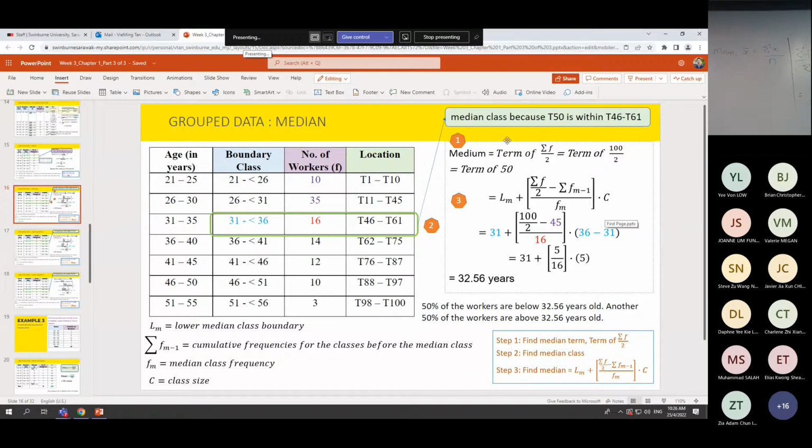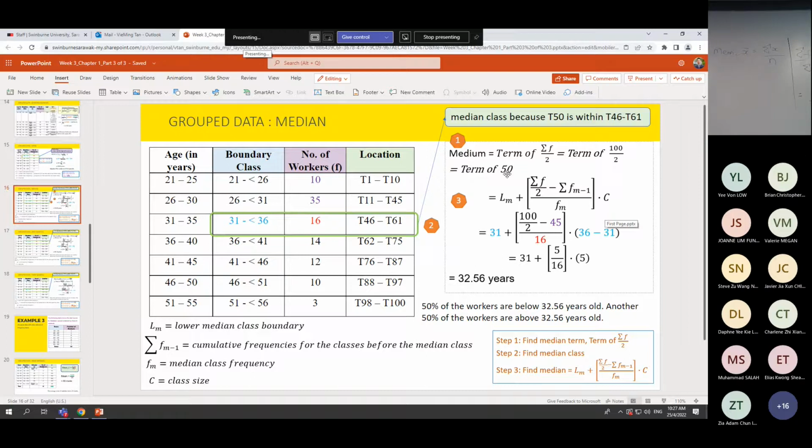Okay, so we use this formula now, because the data are now in grouped data form. So we have to use this formula to identify the location. Total F for this question, what is the total F value? For this question, the total F is equal to 100 exactly. If you total up 10, 35, 16 until 3, the total F value is equal to 100 exactly, right? If you total up the F column, it is equal to 100. So substitute 100 here. Simplify, it is equal to term 50. Location of 50 is the median value.